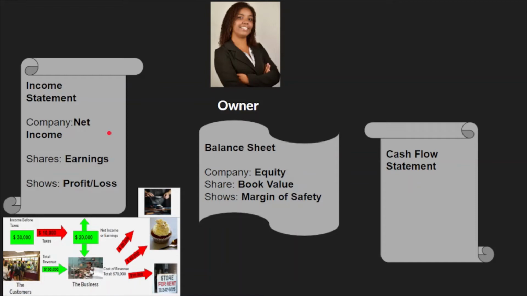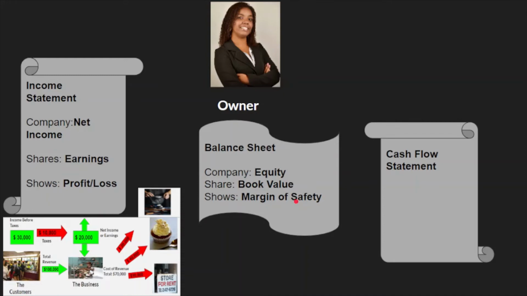Now the balance sheet in a company shows the equity. When you break that equity down into shares, it's called book value. Book value and equity are pretty much the same thing, just used in different terms for a company and for a stock. It shows you the margin of safety of your investment. That's very important to know, because you don't want to put your money out there with a really low margin of safety and not get any money back on your return.